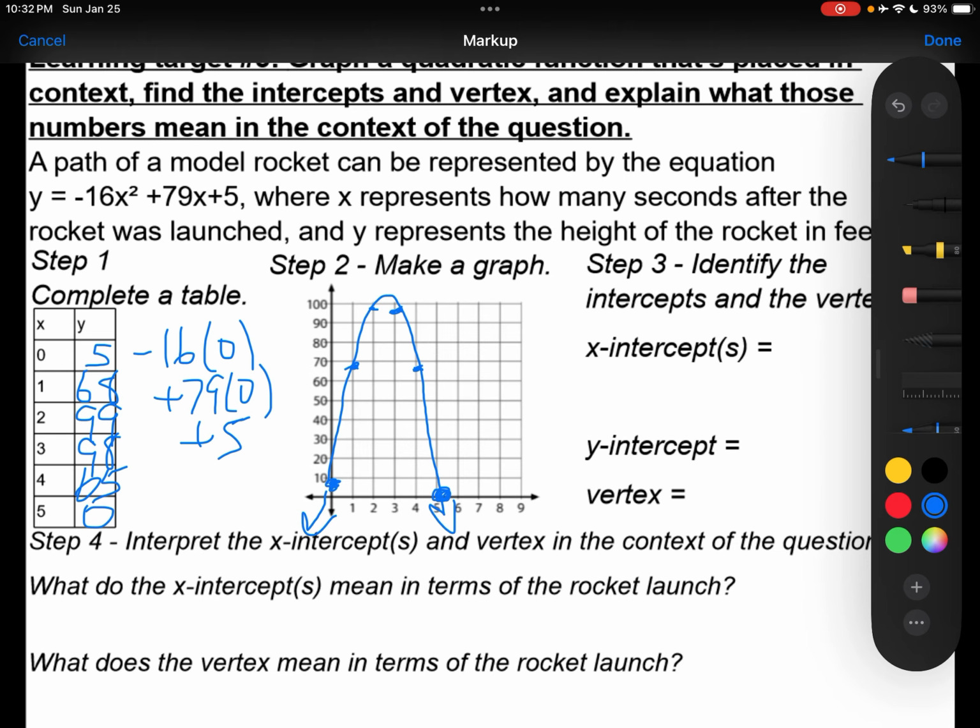X-intercepts. The only X-intercept I see here that's an exact X-intercept is 5, 0. Is there another one? Yes, there is one at negative 0 point something, but I don't have a way to find that at the moment, and I don't need to do it. Your problems will have 2 X-intercepts. However, this problem only had 1.